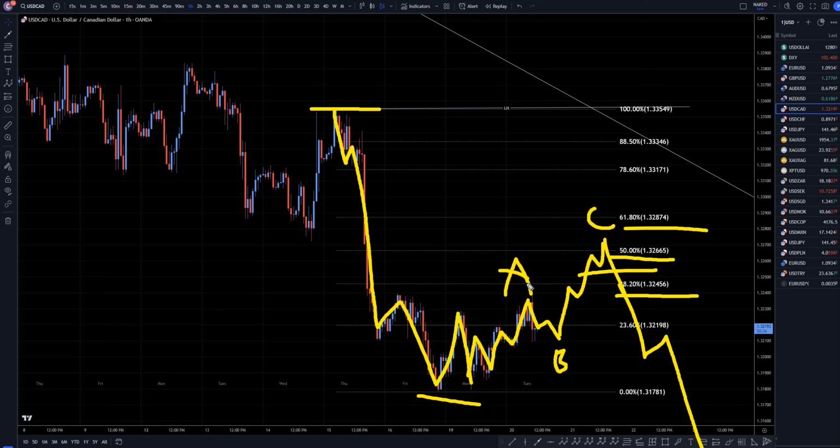So it does look to me like it needs to make a more proper ABC correction, but we have to be cautious because sometimes what we think is going to be a wave B will actually turn into the continuation of the downtrend. So we're definitely looking for shorts in a downtrend. I am definitely still primarily looking for shorts, but I do realize that there's a good chance it's going to make a more proper looking ABC correction before it actually does end up continuing the downtrend.